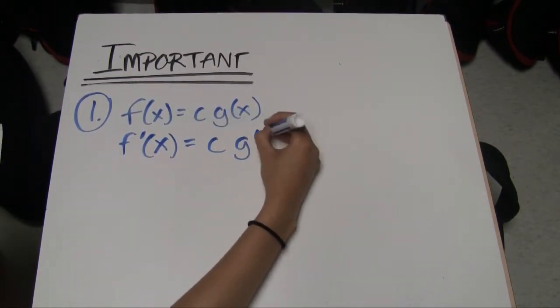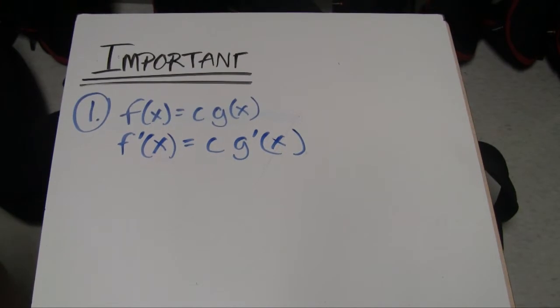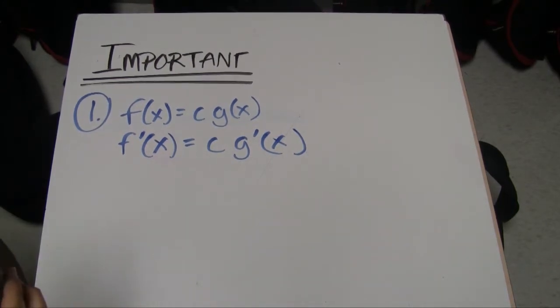Number 1. An important derivative rule in exponential functions is the constant multiple rule. f of x equals a constant times a function, and f prime of x, the derivative, is equal to the constant times the derivative of that function.